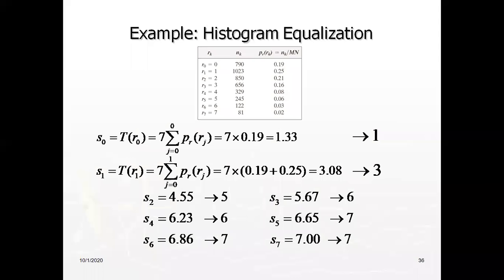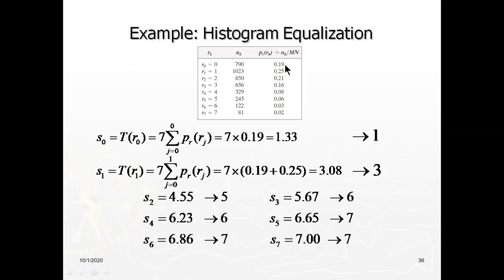Okay, rounding off is what is done. So the value 0.33 is rounded off, less than 0.5. This is less than 0.5, therefore we have 1. 0.08 is less than 0.5, therefore it is 3. Similarly, you can try to calculate the value of S2.